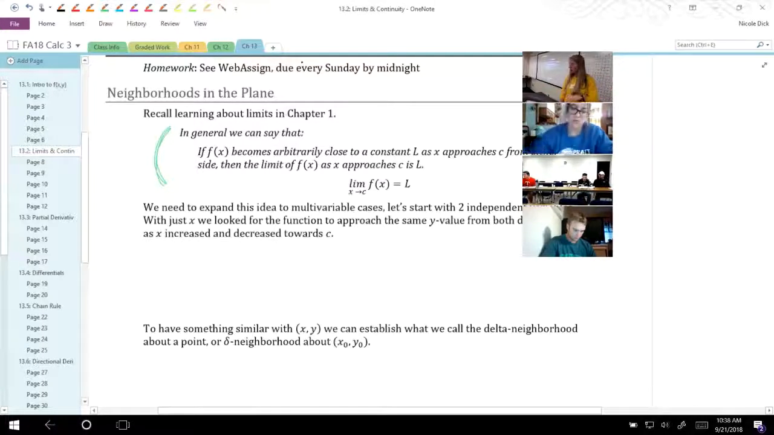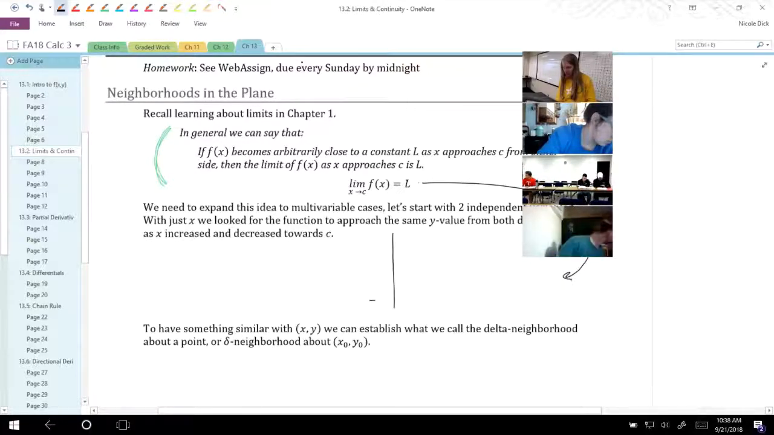For the multivariable case, we have to expand that a little bit, because we're not just approaching one point c, we're approaching a point in an x direction and a y direction. So more of a disk that we're working with. Drawing on this picture a little bit, hopefully we recall that we've got our good old x and y, and we've got some function.